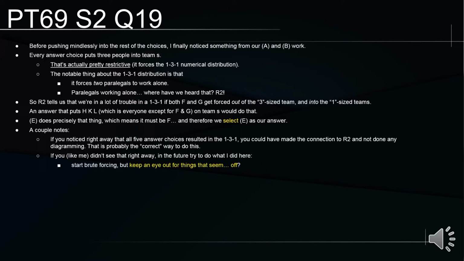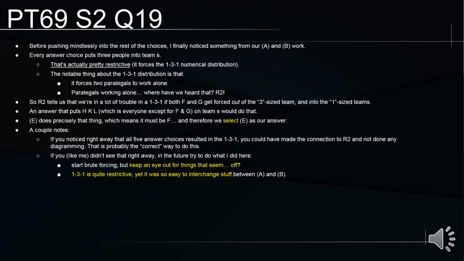Start brute forcing, but keep an eye out for things that seem off. And this off concept is probably what is most fluid and variable and personalized here. But for me, it felt off because the 1-3-1 distribution felt quite restrictive and kind of nice in that sense. I felt like there was a lot of certainty that it added to the game. Yet at the same time, it was so easy and painless to interchange stuff within that 1-3-1 distribution between answer choice A and answer choice B. I literally just switched a couple of letters and it still worked out. And so that was off to me.